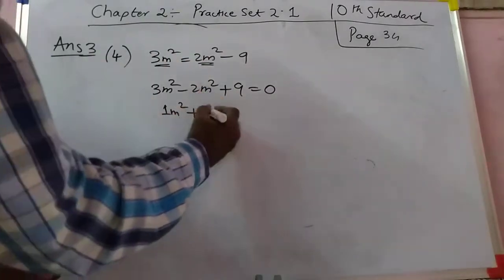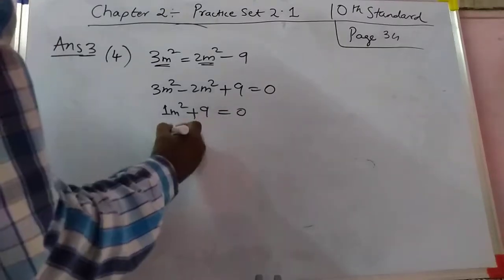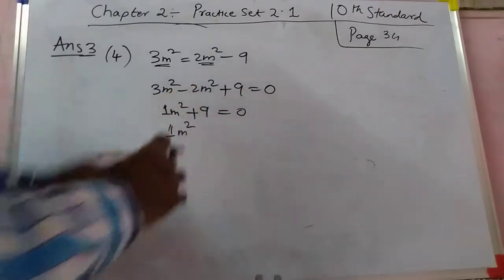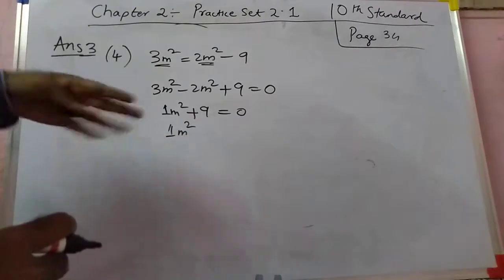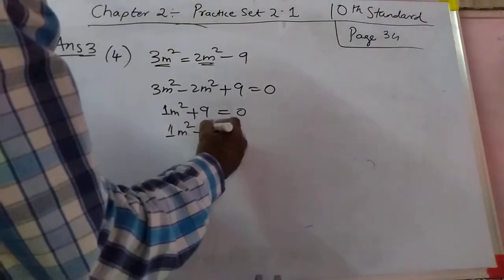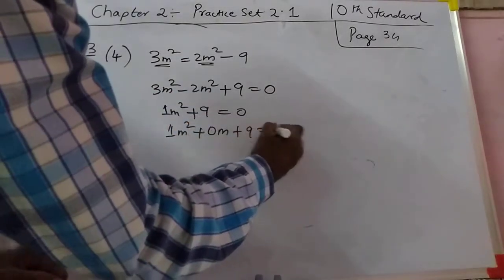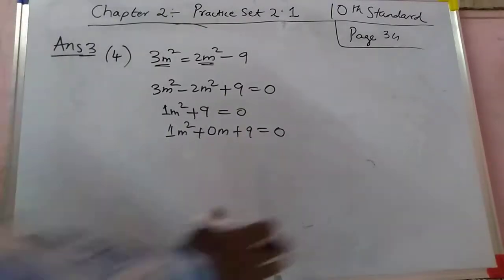Okay, so that you have to adjust it. So 1m square, m square के बाद m आता है. So that is not given, means हम 0m ले लेंगे. 0m plus 9 is equal to 0. So this is the standard form.